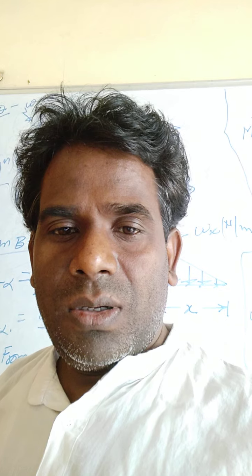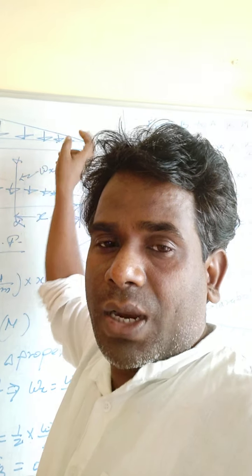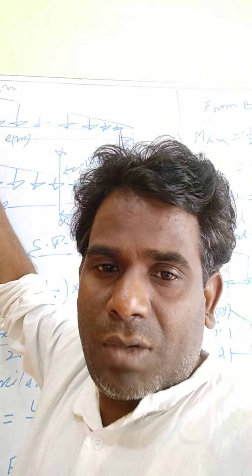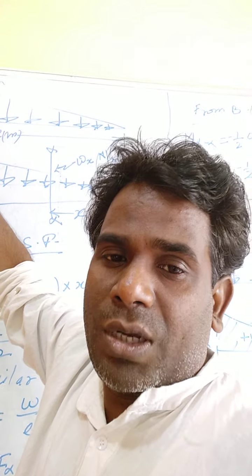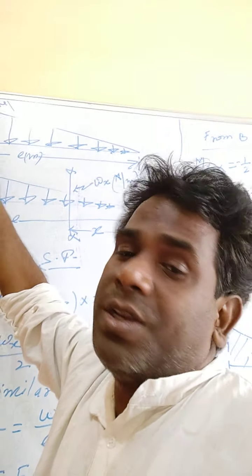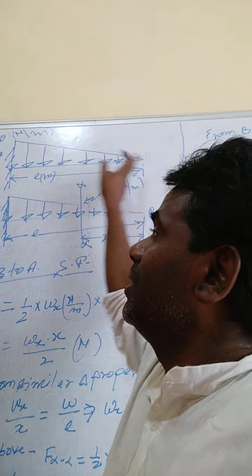Remember that in a cantilever beam you will always start from the free end, so that there is no need to find out the reaction. If you start from here, if you take the cross section XX from here, then you will have to find out the reaction first. There is no need to find out the reaction in a cantilever beam. Remember it very strongly that you have to start from the free end.